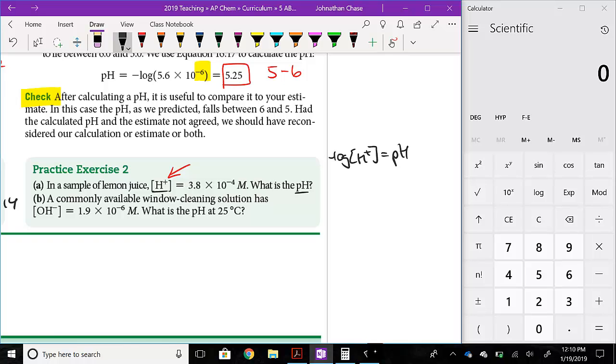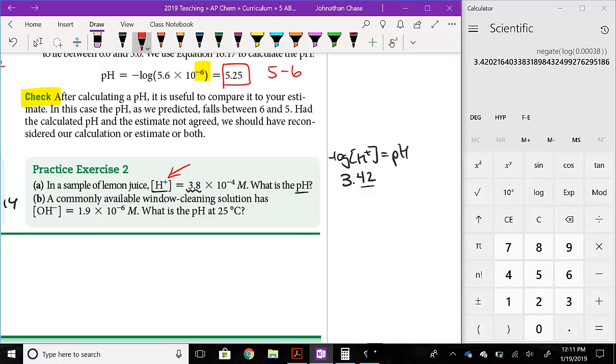So we solve that problem by plugging in our value. It's 3.8 times 10 raised to the negative fourth power. Find the logarithm and switch that with a negative. We get 3.4202. Rounding that off based on 2 sig figs, I get a pH of 3.4. Add the 2 in because I need 2 sig figs, and that's how we communicate sig figs with pHs. So that's what we're going to do for part A.